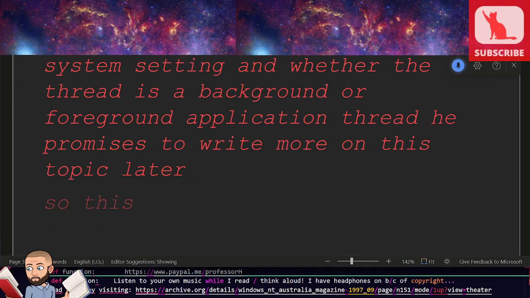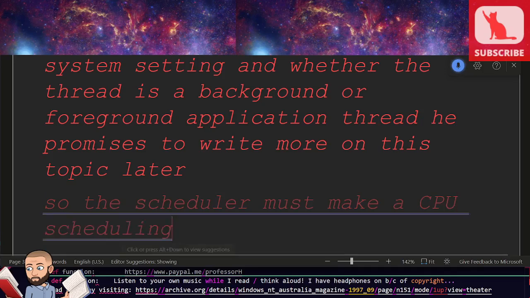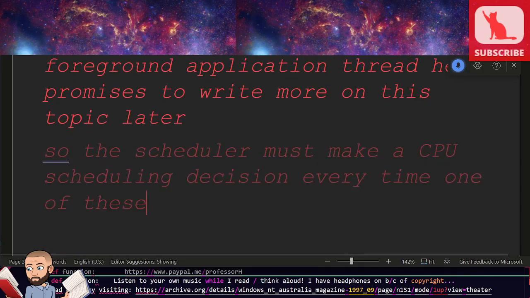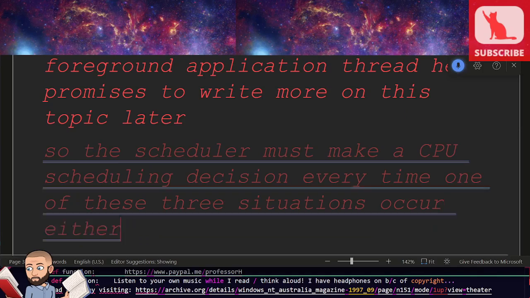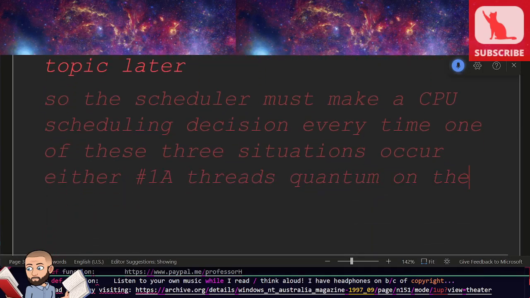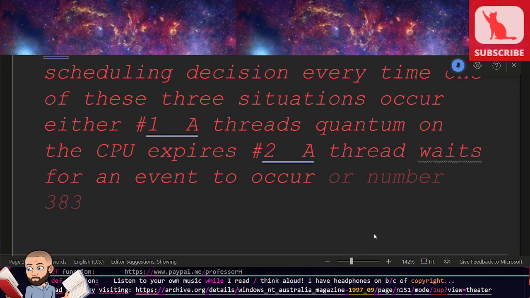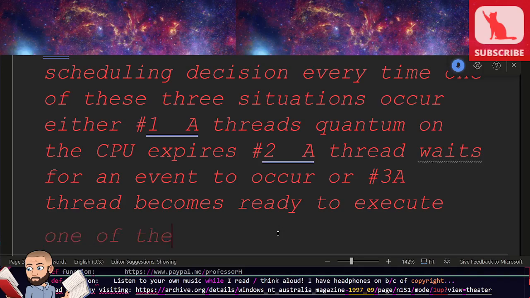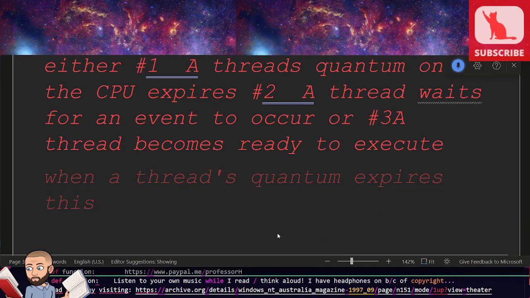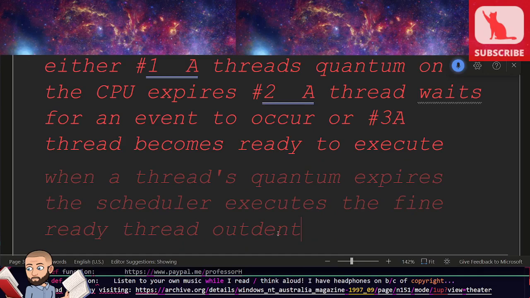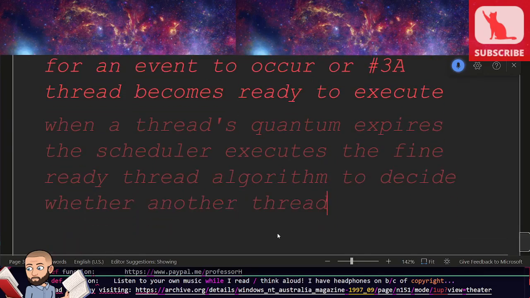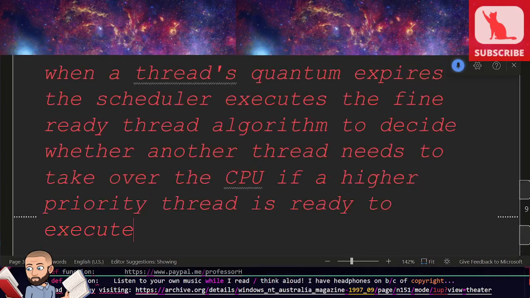So the scheduler must make a CPU scheduling decision every time one of these three situations occur. Either, number 1, a thread's quantum on the CPU expires. Number 2, a thread waits for an event to occur. Or number 3, a thread becomes ready to execute. When a thread's quantum expires, the scheduler executes the find ready thread algorithm to decide whether another thread needs to take over the CPU. If a higher priority thread is ready to execute, it replaces or preempts the thread that was running.